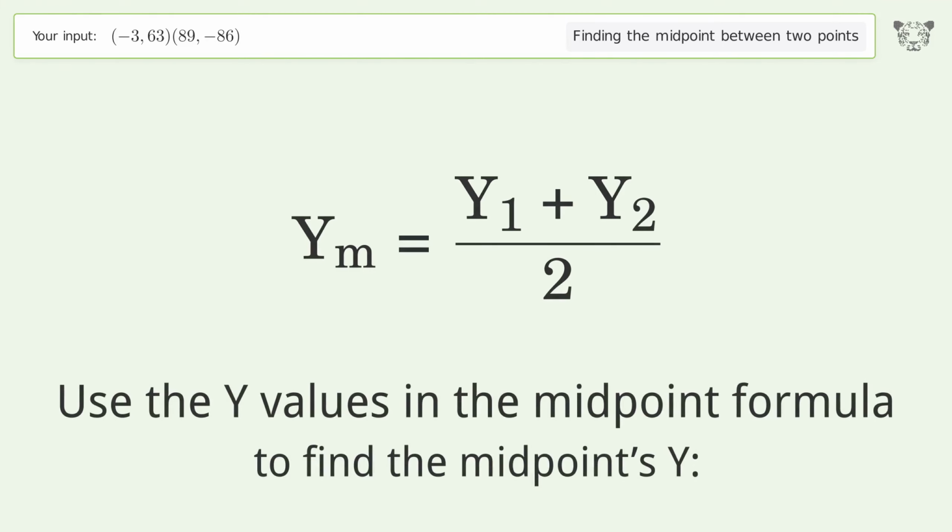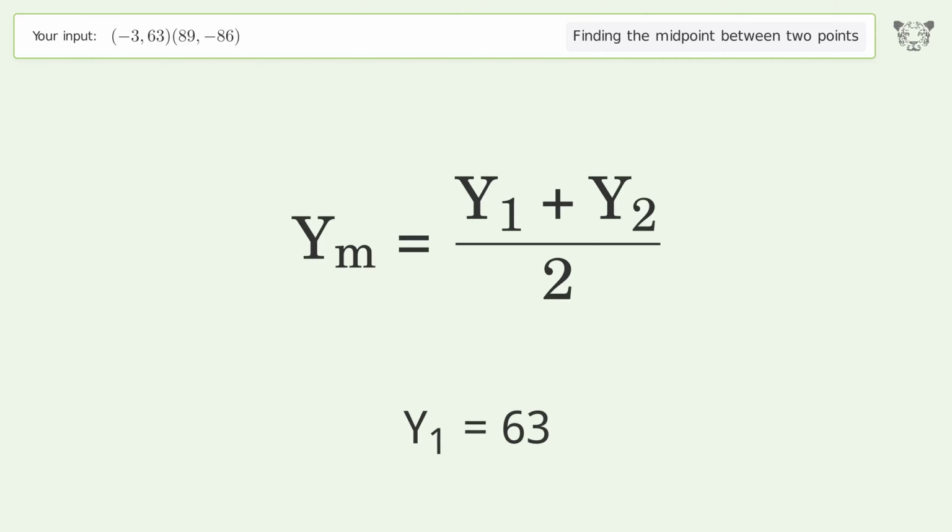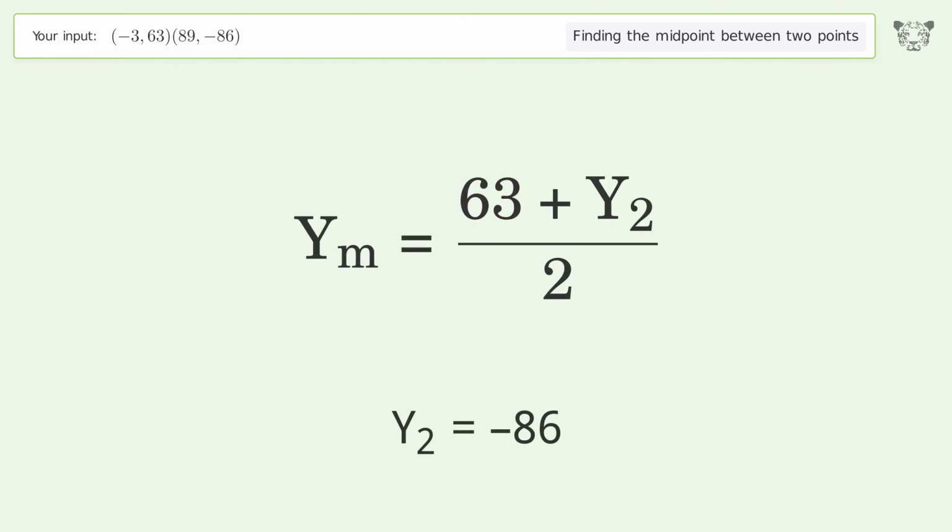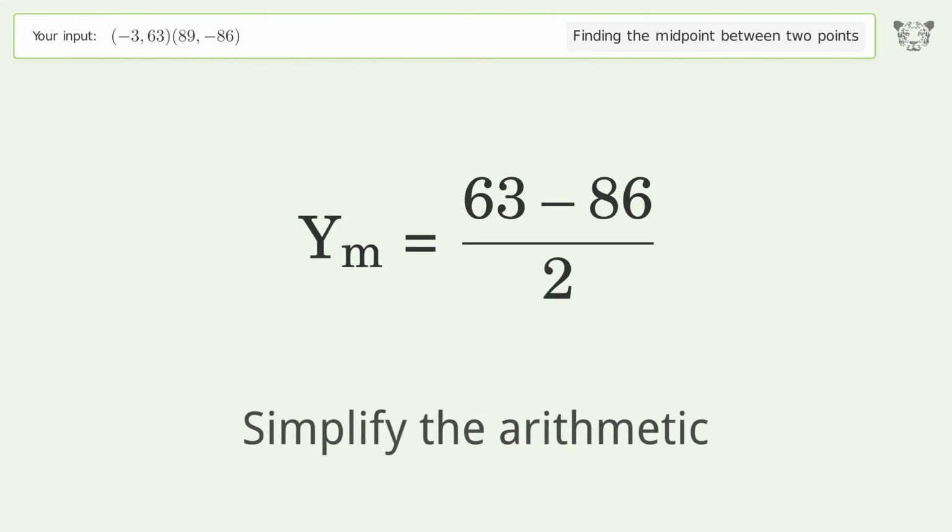Use the y values in the midpoint formula to find the midpoint's y. y1 equals 63. y2 equals negative 86. Simplify the arithmetic.